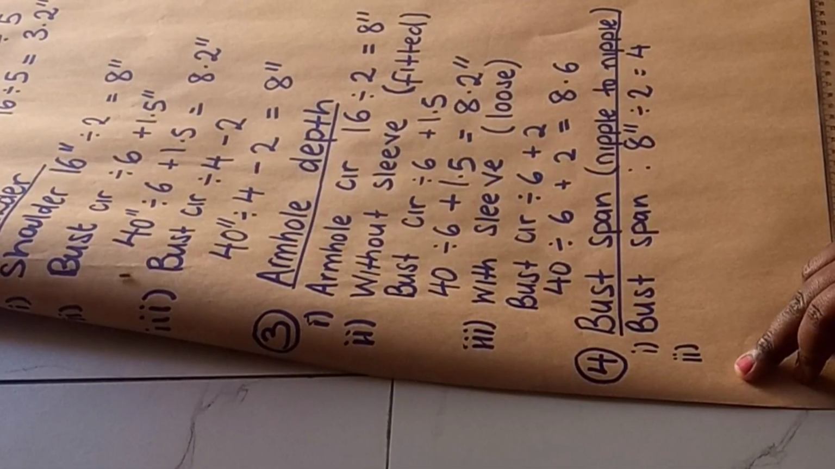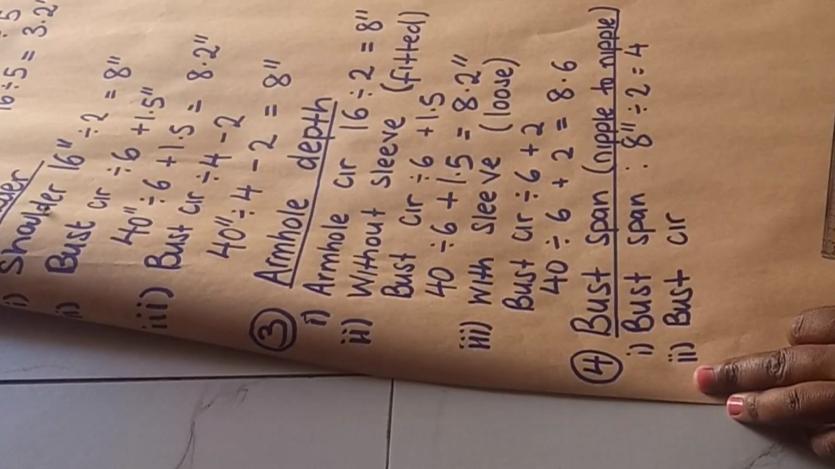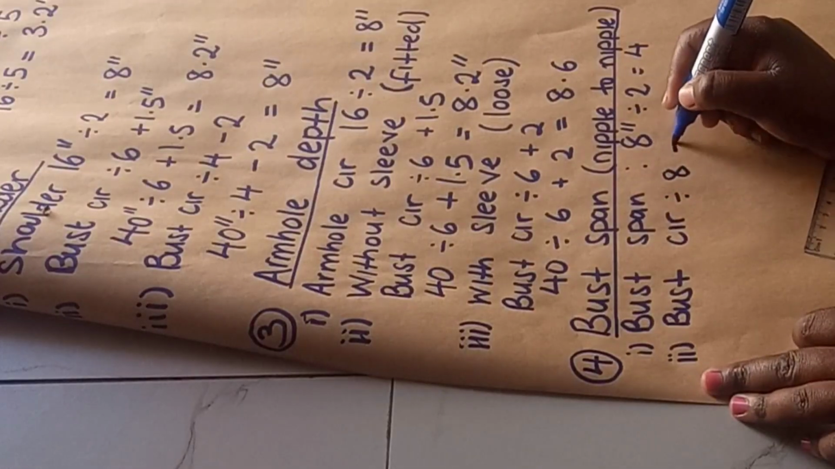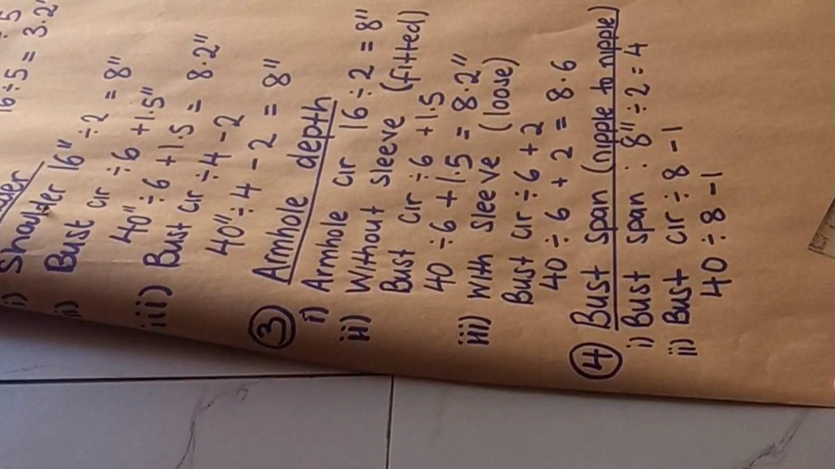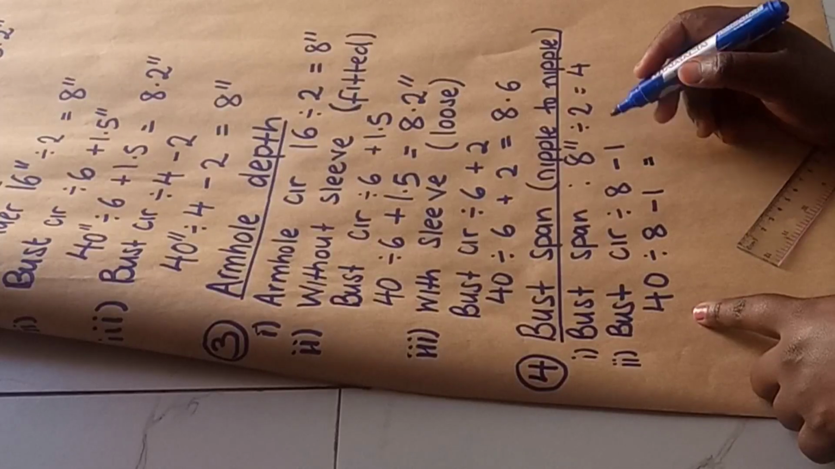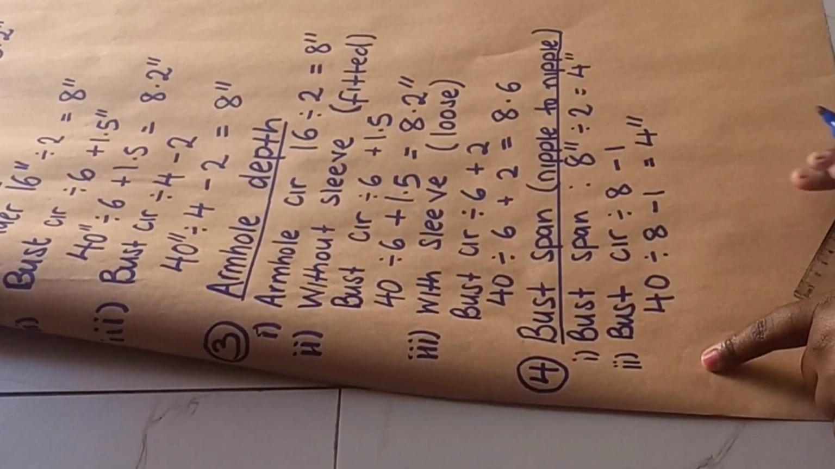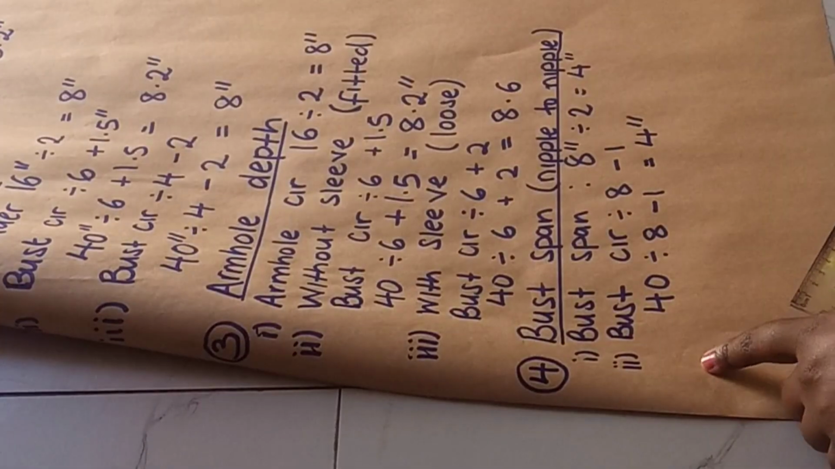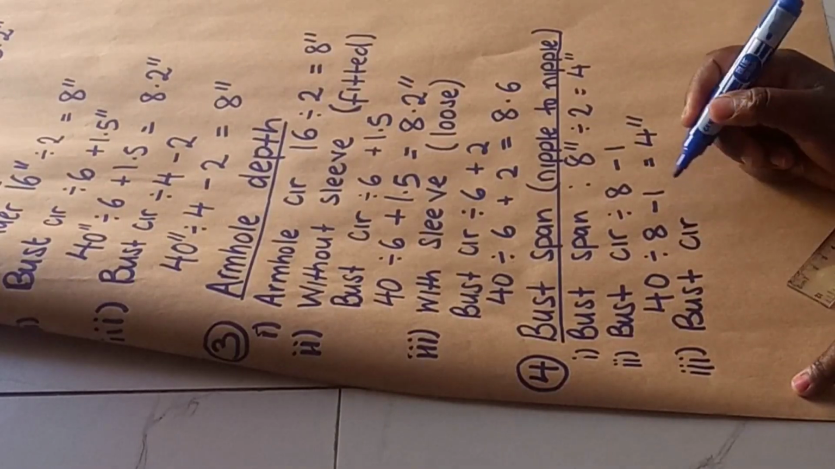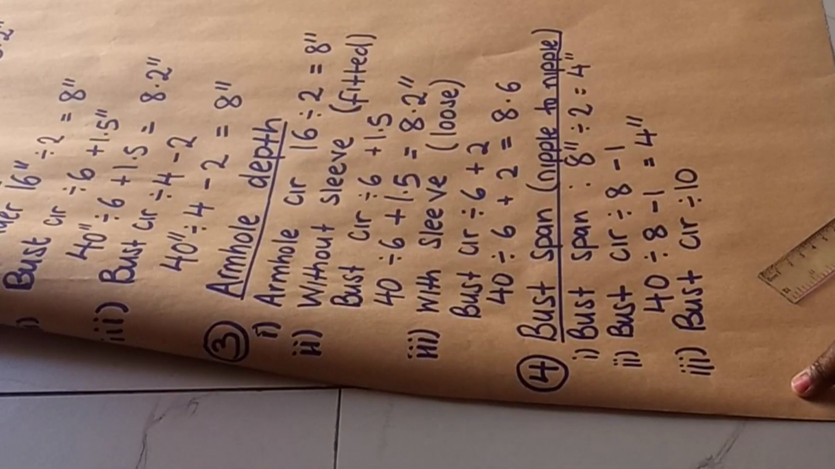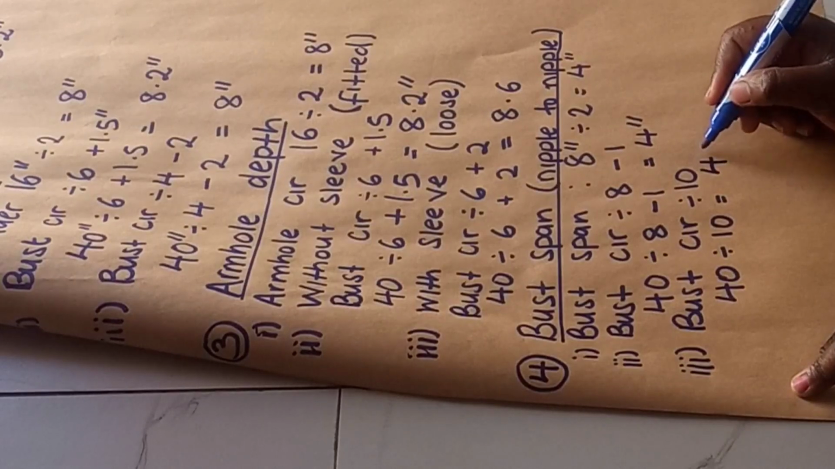So the method that we're going to use here is going to be bust circumference divided by 8 inches minus 1. So 40 divided by 8 minus 1. So 5 is what you get minus 1, which gives us 4 inches. So guys, make sure you have also taken your actual measurement so that you see whether it will tally with the formulas that we are using. So our third method is bust circumference divided by 10 inches. So my bust circumference is 40 divided by 10, which gives me 4 inches.